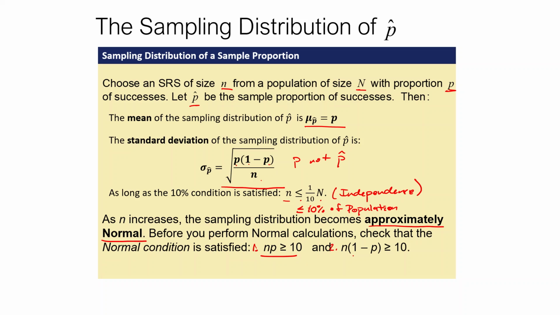And condition 2, n times 1 minus p has to be greater than or equal to 10. In other words, we have to make sure it's not too close to one of the axes, that the tail of the normal distribution is getting cut off. Like if it's too close, it's going to get cut off and it's not going to be a normal distribution. If it's far enough away, hey, it'll fit the whole normal distribution. So that's what we're checking by checking these two conditions.